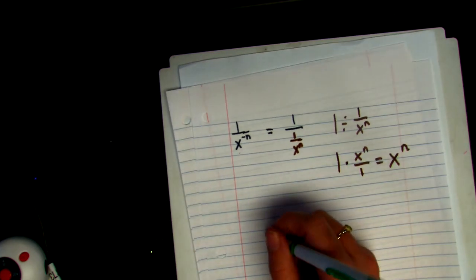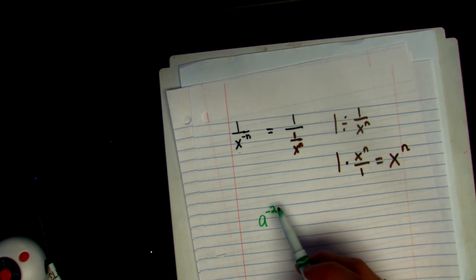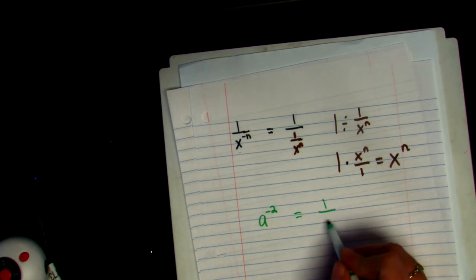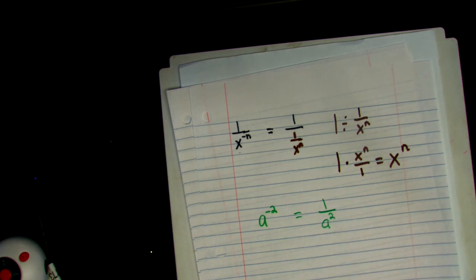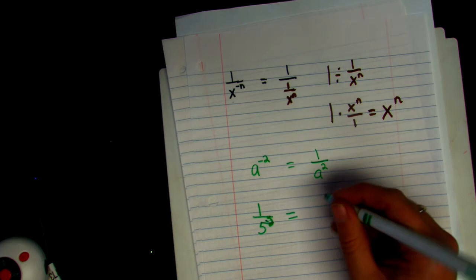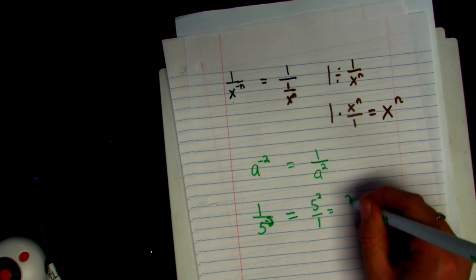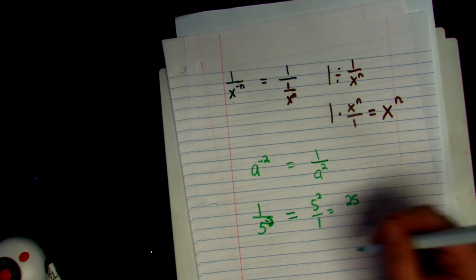All right, so let's do an example using negative reciprocals. Let's say we have a to the negative 2. So remember, a to the negative 2, in order for that to be positive, we have to take the reciprocal of it. So it becomes 1 over a to the positive 2, okay? And then if we have something like this, 1 over 5 to the negative 2, in order for that exponent to be positive, we have to take the reciprocal. So we're going to flip it, and it becomes 5 to the second over 1, right? So 5 squared is 25, and then 25 over 1 is just 25.